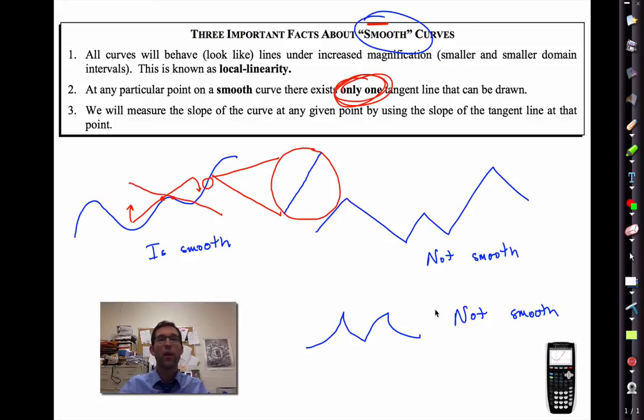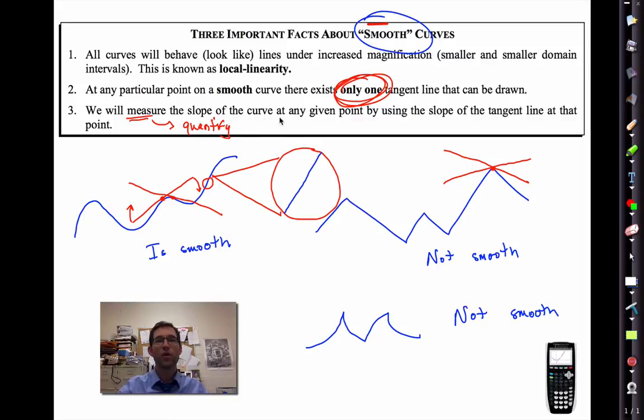Now, by the way, think about why that doesn't work with a not smooth curve. If I had a tangent line here and I started to rotate it, it would just hang out at that point. But not on a smooth curve. No, on a smooth curve, as you start to rotate that tangent line, the point of tangency moves to a different point.